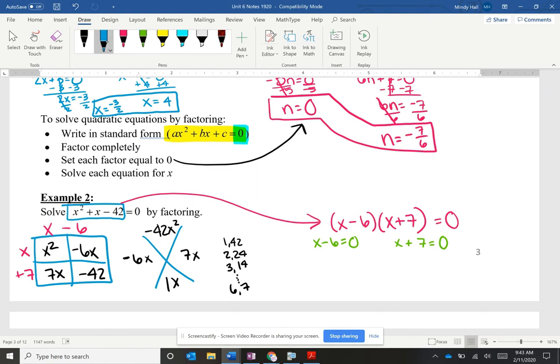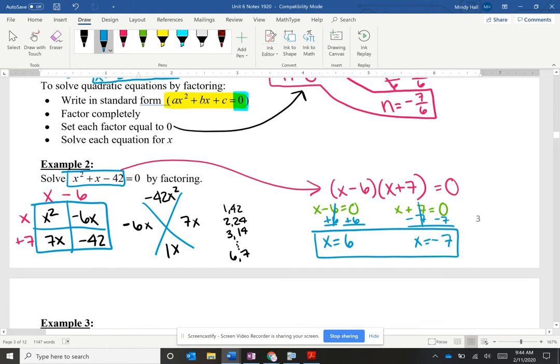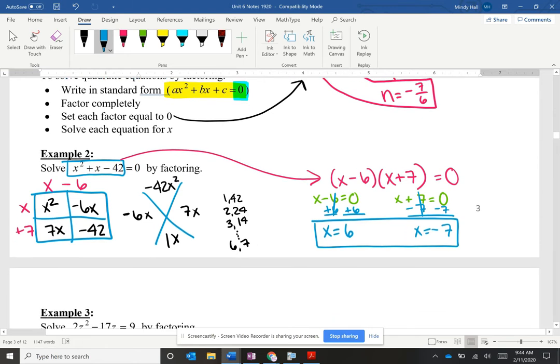And so we are going to add 6 to this equation on the left to get x equals 6. And then we're going to subtract 7 from x plus 7 so that we get x equals negative 7. And so our solutions, or our factors of this, are going to be 6 and negative 7. Okay? So again, think about it on a graph. That would be crossing at positive 6 and negative 7. So it's going to be a big parabola. Okay?